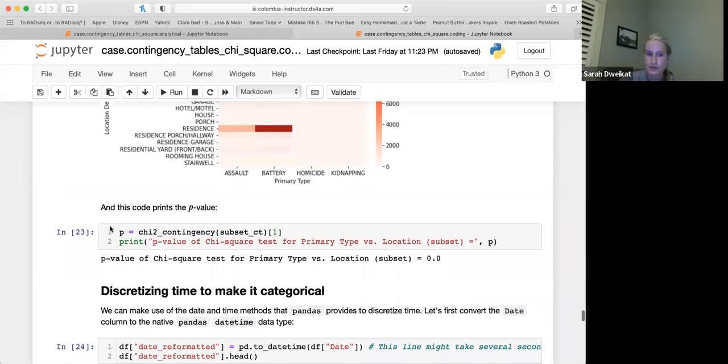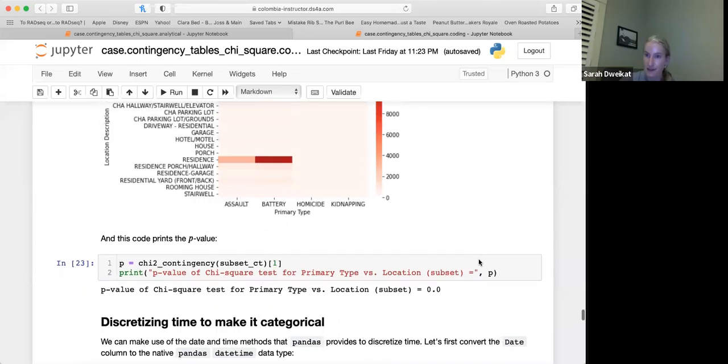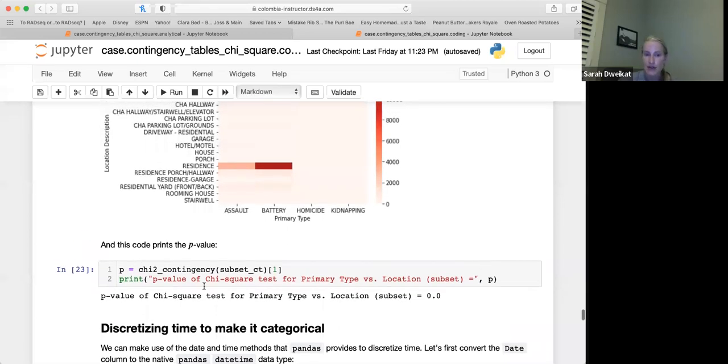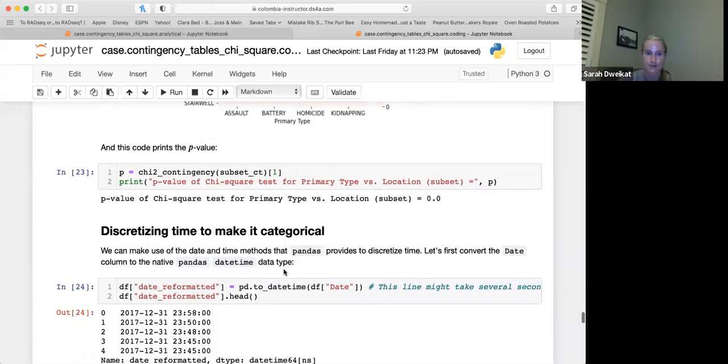And then we say we want just the p-value, and we wanted this in a nice, easy to interpret way. So we said print p-value of chi-square test for primary type versus location. And so it outputs that p-value there. If we had just done this, it would have printed a 0.0, which is fine too. That just tells us that it is significant. So the takeaway here is that this is how you do those contingency tests to get that significance that we talked about in our last lecture.